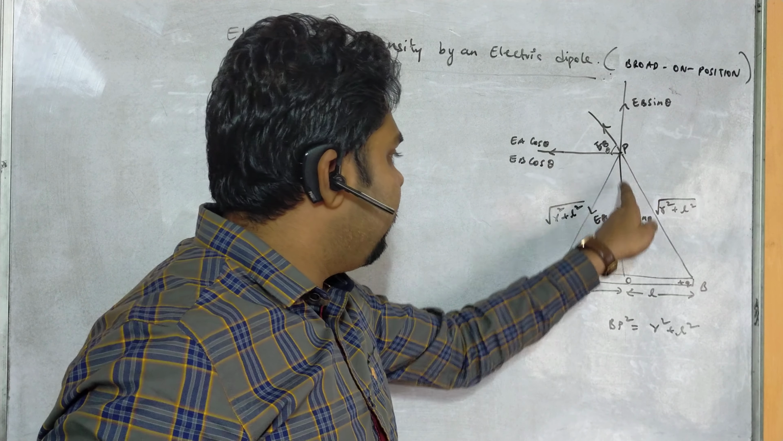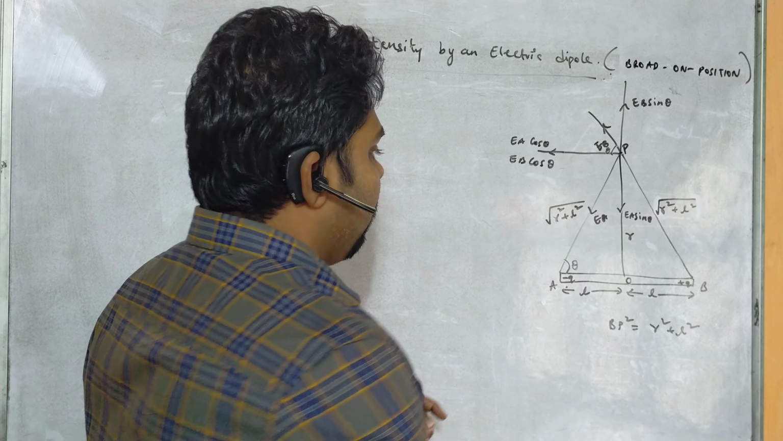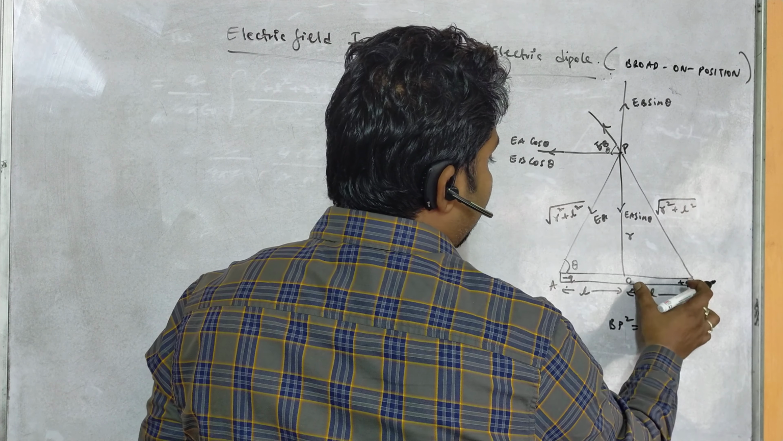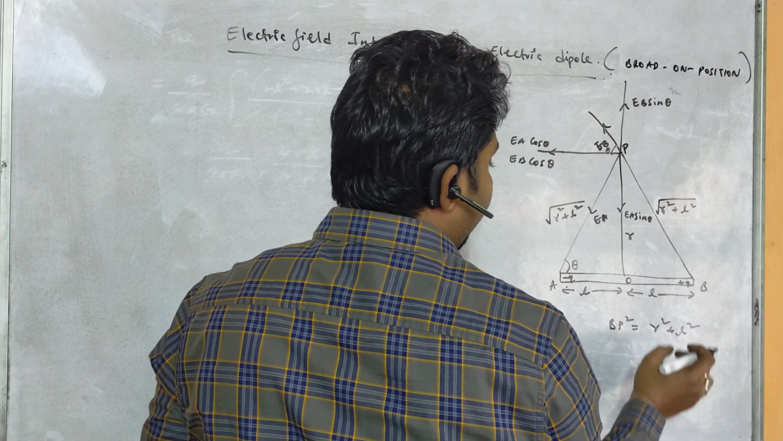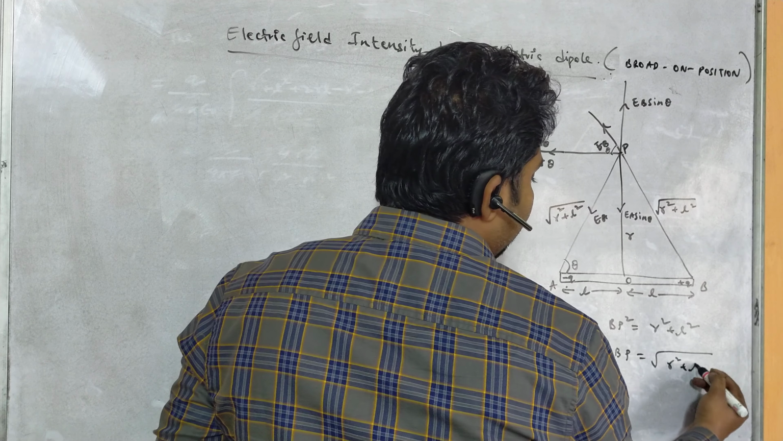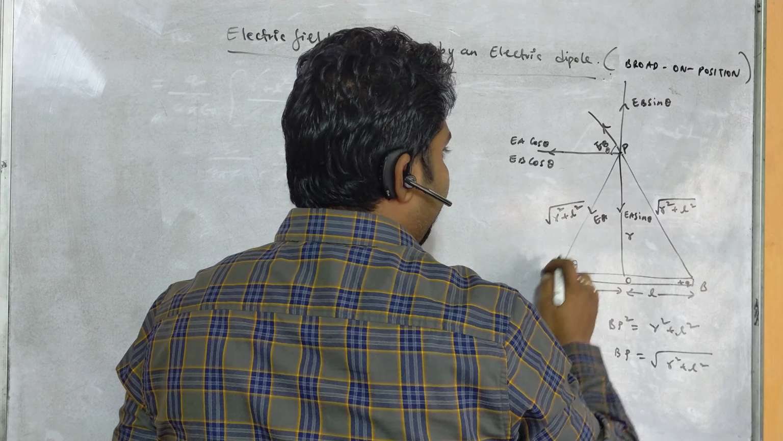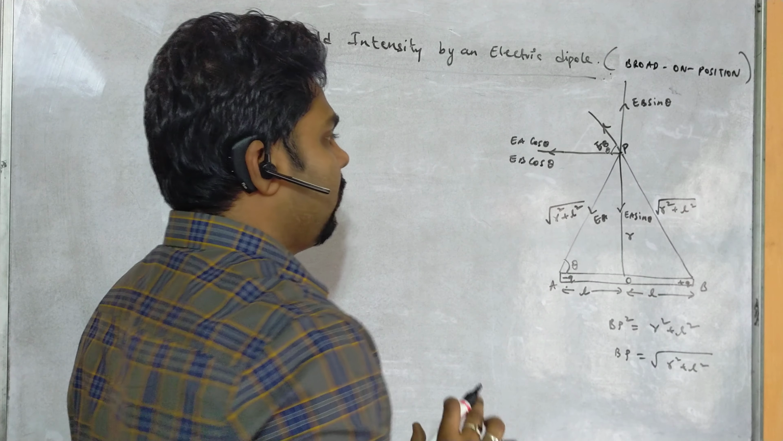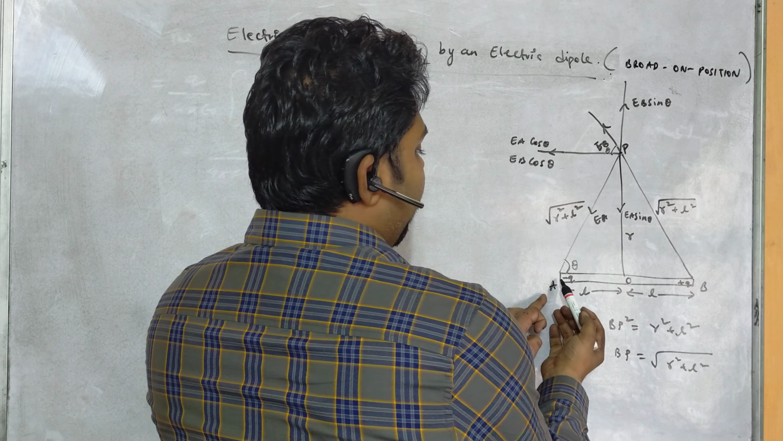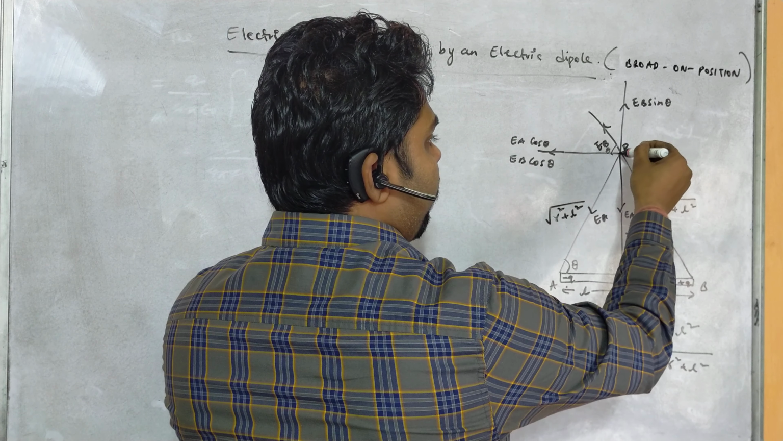If I consider BOP to be a triangle, then hypotenuse square, that is BP square, equals perpendicular square plus base square. In the perpendicular we have R and in the base we have L, that is R square plus L square. So BP can be written as root under R square plus L square, right? The distance of P from A and B is the same. Now at this point P, two electric fields are acting, one due to minus Q and one due to plus Q. So two forces, two vector quantities, are acting at a point.